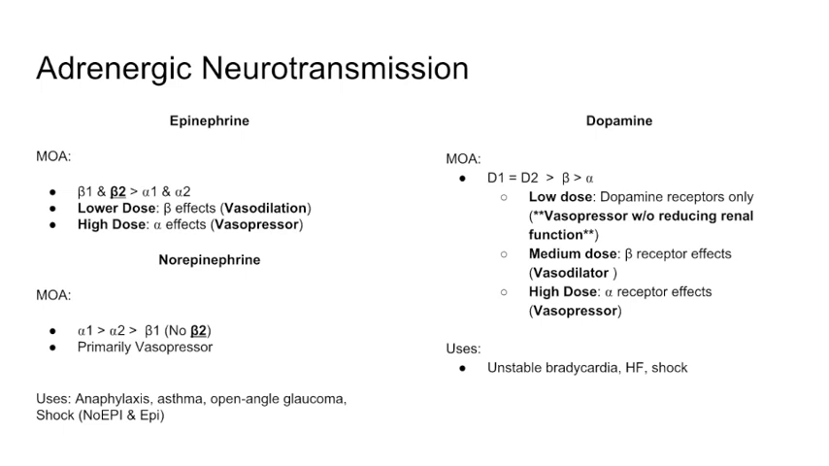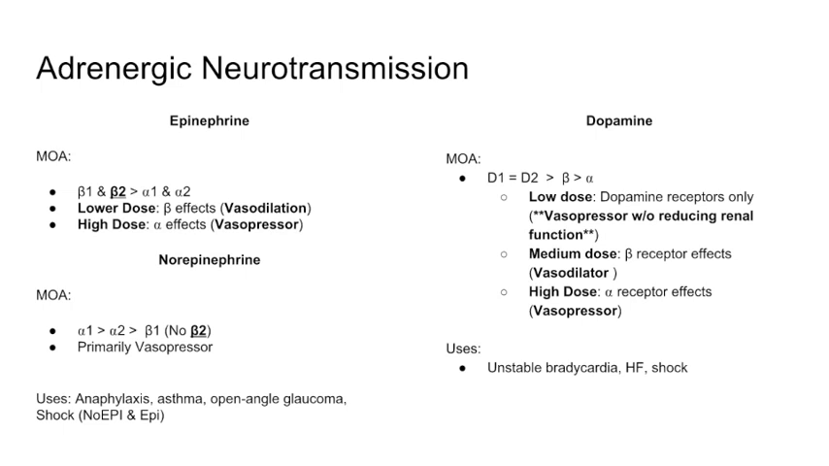If you give low dose dopamine in a patient who's anuric or having renal function issues, you're sparing their kidneys. Now, in theory, this is what the textbook says. This does not happen in real life.